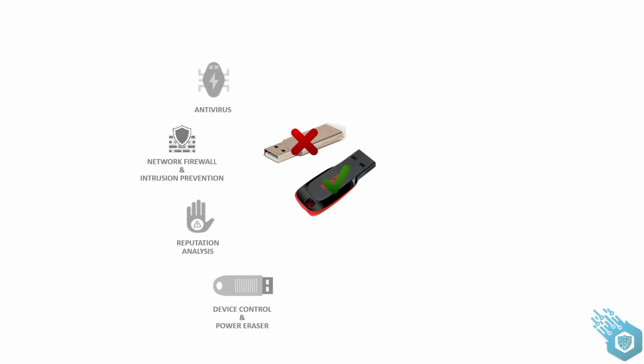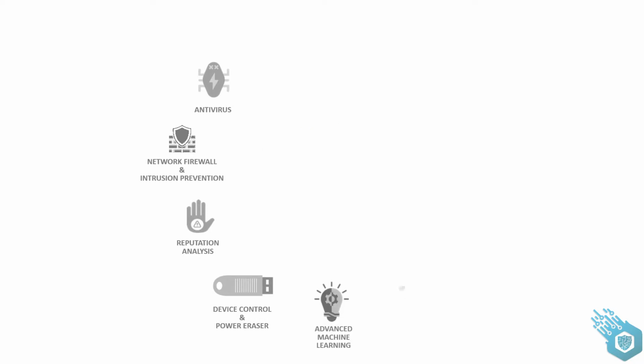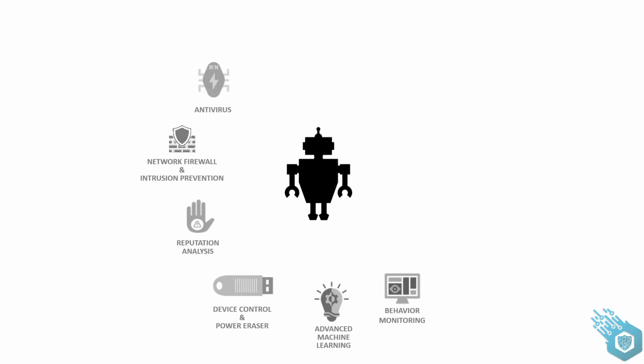Another two components are the advanced machine learning and the behavior monitoring. These components check to see how we use the endpoint, which makes it easier for them to detect certain anomalies in the future. So even if something seems to be okay, but it's not something that we usually do, it will raise a flag. You can think of the emulator as a sandbox, a mini sandbox.